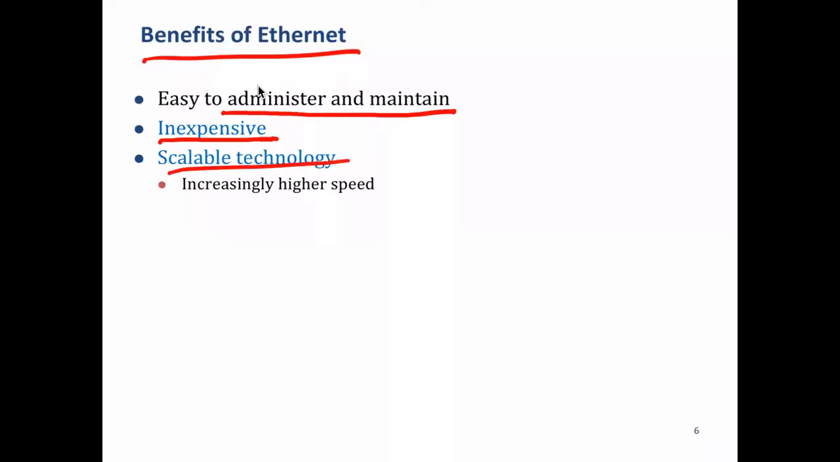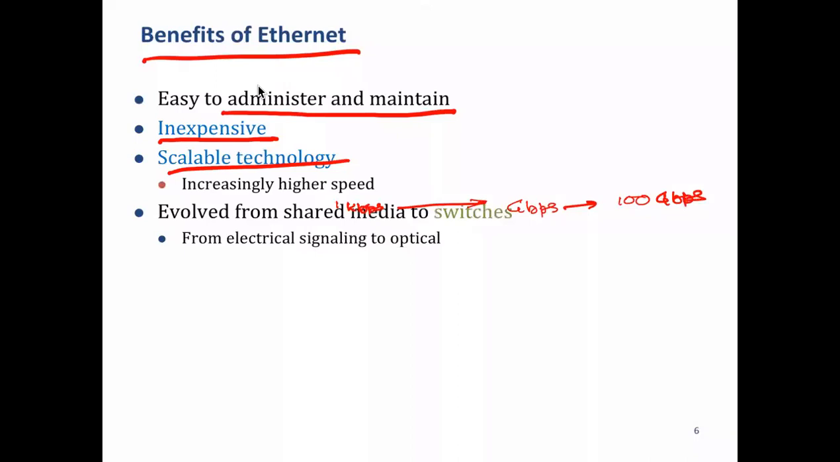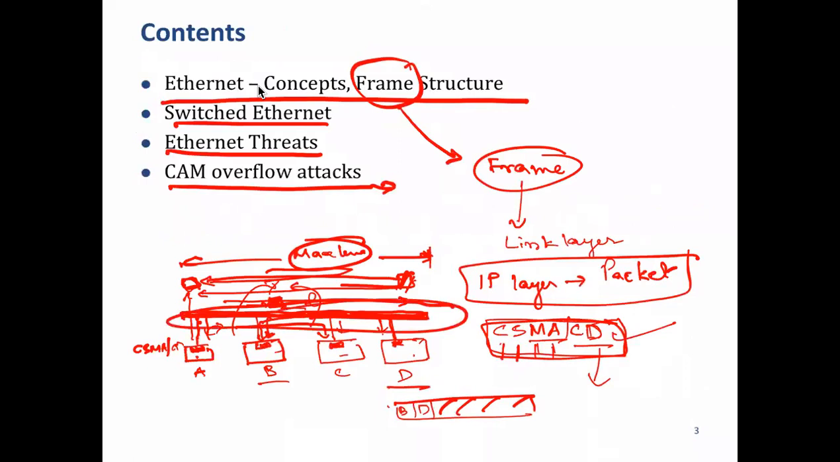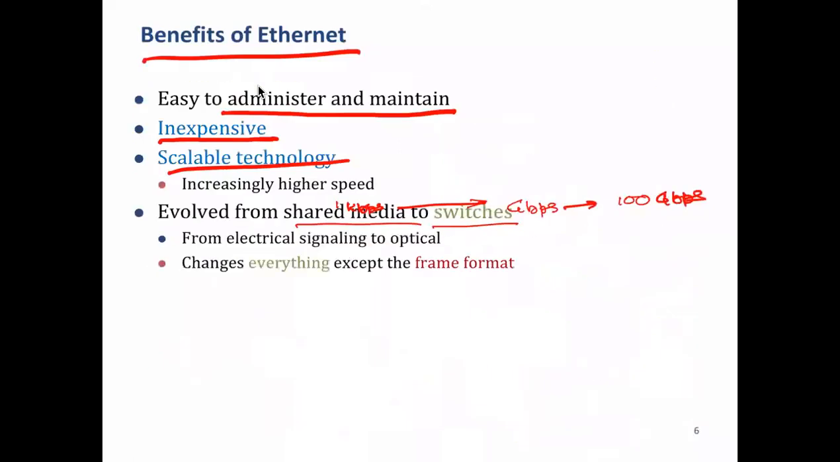You can start from 1 Mbps, and now it has moved to a few gigabits per second, and then into hundreds of gigabits per second. Per port speed, per port I am talking about, right? So it's a very scalable technology. And it has moved from shared media to switches. Earlier we had something like this that we have discussed, right? There's a shared media and then connections are like this. So we have moved from that to switches.